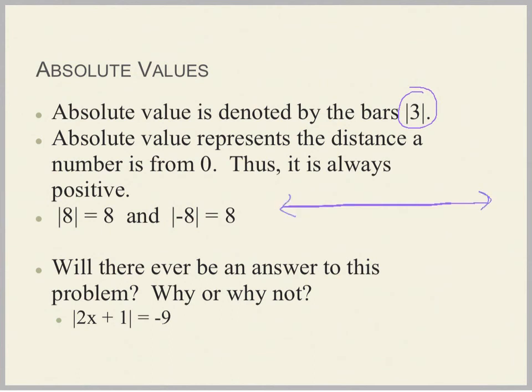If we were taking the absolute value of 8, we can see that 8 is 8 units away from 0. And in looking at the absolute value of a negative 8, again, we see that we are 8 units away. That's why absolute value is always positive, because it is measuring a distance. So, will there ever be an answer to the problem, the absolute value of 2x plus 1 equals negative 9? And the answer is no, because our distance is positive, so we will never have a negative answer.